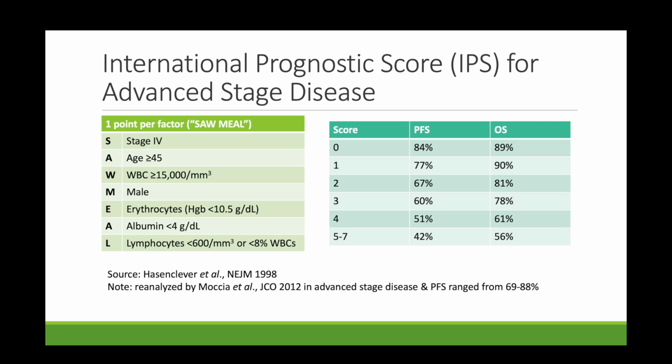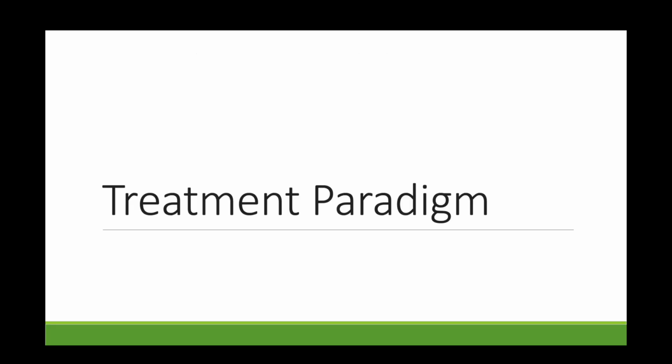So just remember, SAW-meal is the mnemonic, and each of those letters stands for one of the 7 factors. And as your score increases from 0 to 7, there is worse and worse predicted progression-free survival as well as overall survival. So worse prognosis. And so now that we understand how we stage Hodgkin disease and how we divide into early stage favorable versus early stage unfavorable and then advanced stage, we can now get into some of the treatment paradigms.